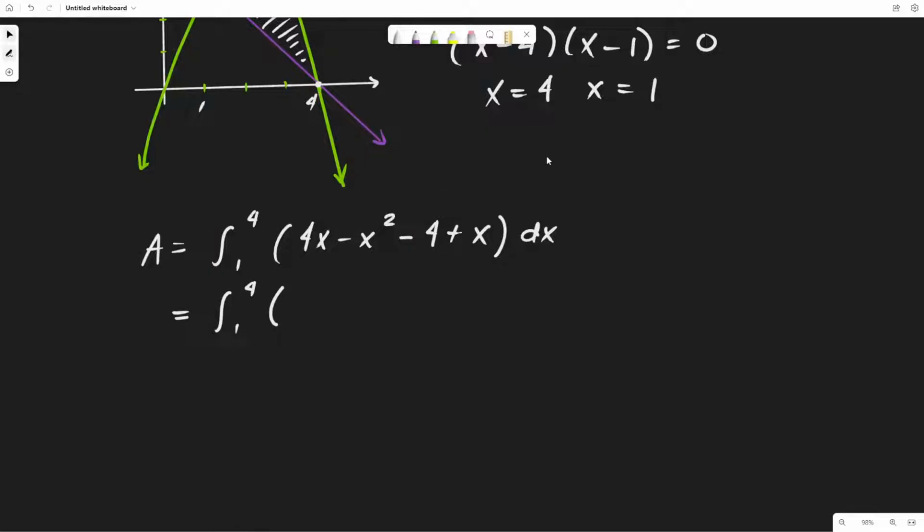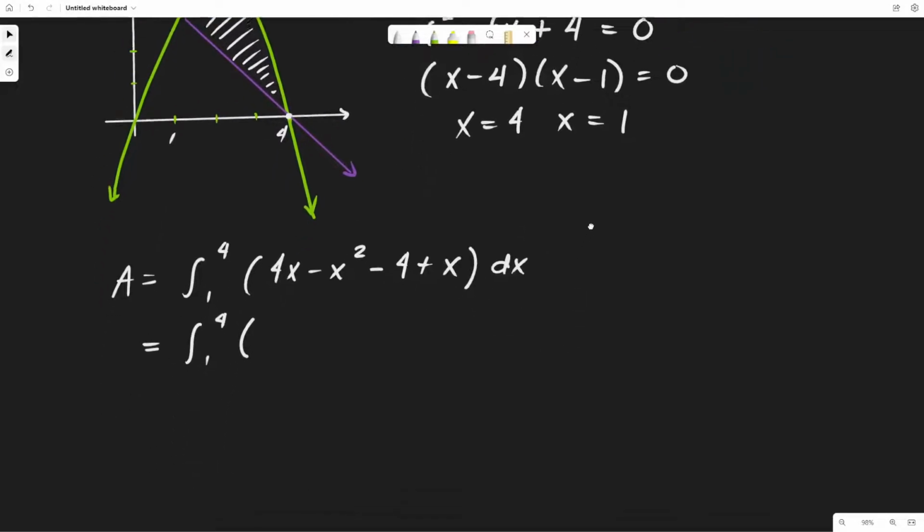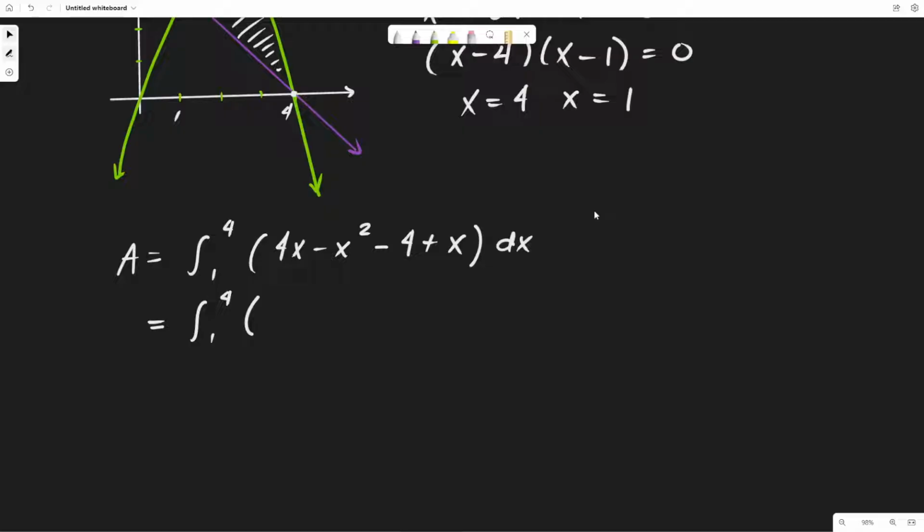Tapos actually, no, kung mapapansin niyo, ito din yan. Yung x squared minus 5x plus 4. Diba? So, ano lang, magkakaroon lang siya ng negative, no? Pero it's okay, no? Ayan. So, we have negative x squared. Unahin ko lang na decreasing exponents. So, plus 5x minus 4 dx.